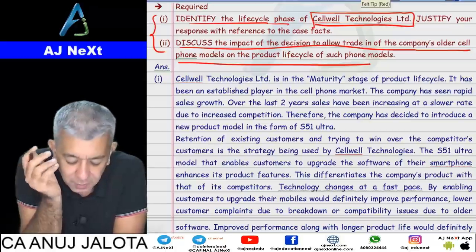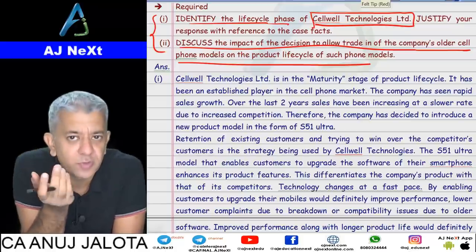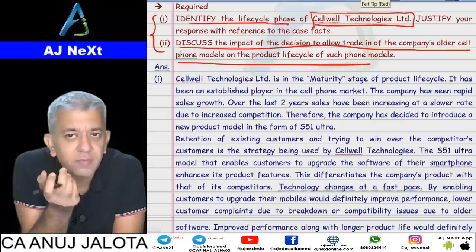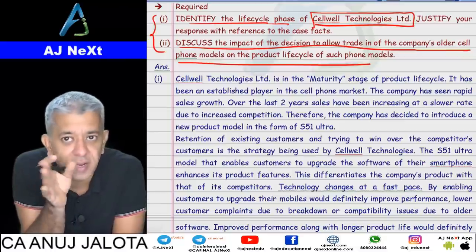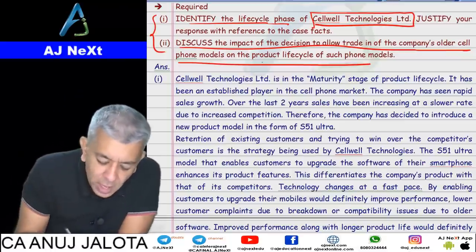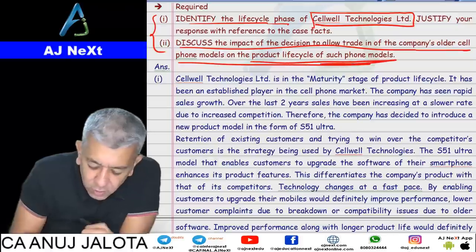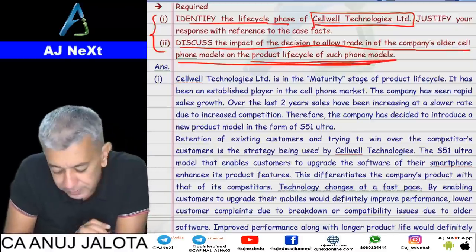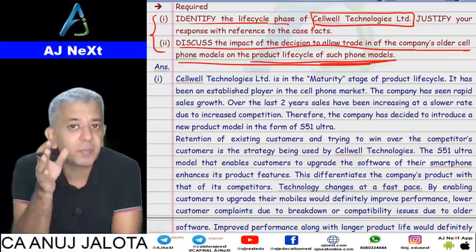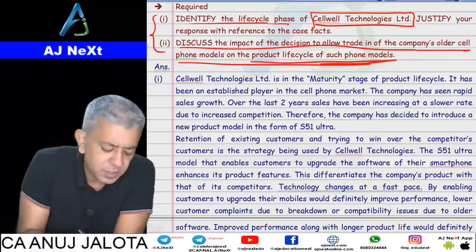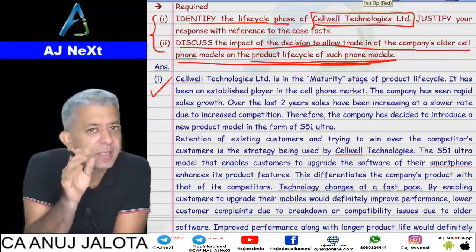Okay, and in part 2, जो भी हम लोगों ने options वगैरह सोचा है, okay, कि we will trade in, फिर उसको recycle वगैरह करेंगे, and so on. How will it affect the product life cycle of such phone models? चलो ठीक है. So we'll start with part first of the question. Now see, in part first, what we are going to be writing is a very simple thing.